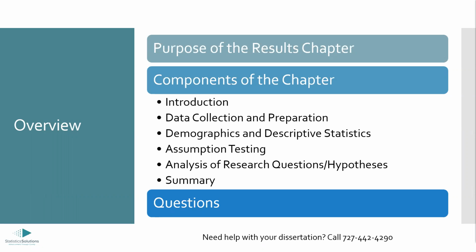And first, we're just going to talk about the purpose and the importance of the results chapter to the dissertation. And then we'll talk about the different components that are required for the results chapter. This includes the introduction, information about data collection and preparation, the descriptive statistics, assumptions testing, analyses of the research questions. And then at the end of the presentation, we'll have an opportunity for you to ask questions. So if you do have a question, you can enter that into the question section. And at the end of the presentation, any questions that aren't answered over the course of the presentation, I'll do my best to answer your questions then.